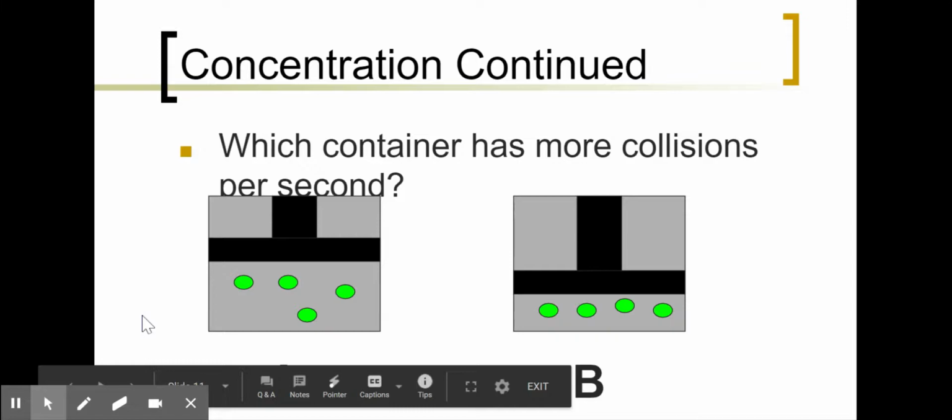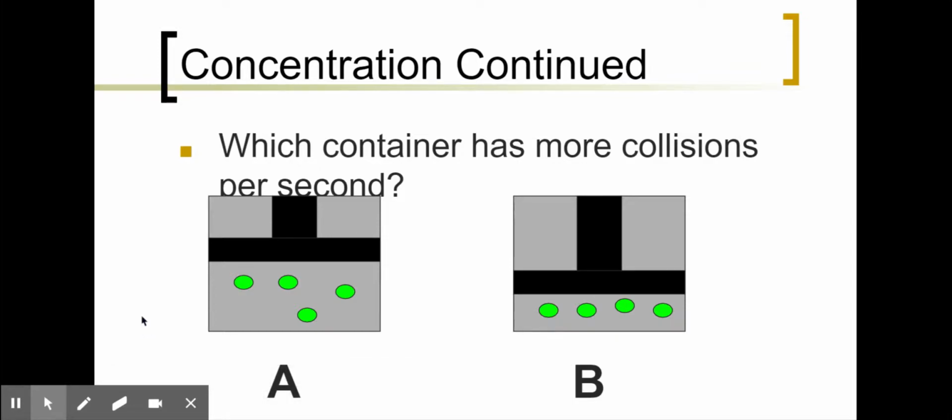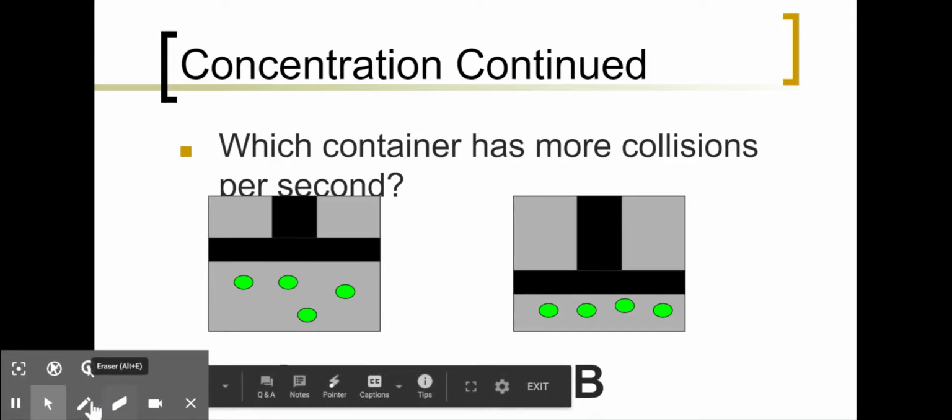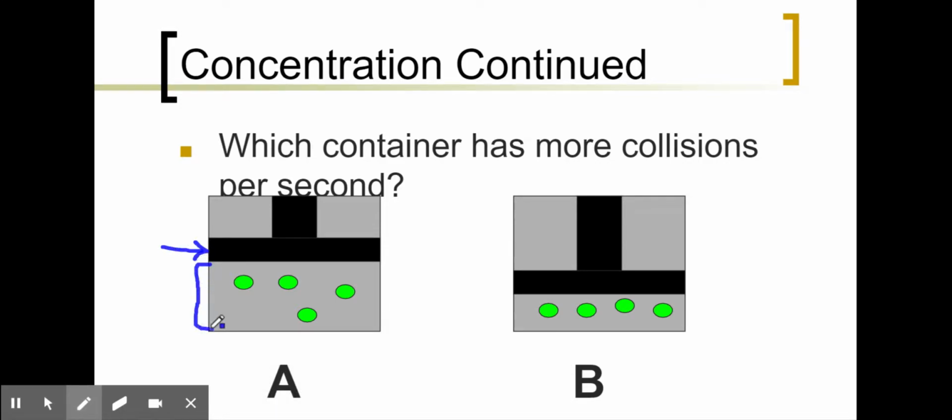So here's an example. We have 2 containers. They're cylinders with a piston that can go up and down. When you look at A, the piston is here, and let's say that this is 1 liter. In diagram B, the piston's been pushed down so that it's at 0.5 liters. Let's say that each of these particles represents 1 mole. So in container A, we have 4 moles per liter, which I would write as 4 molar.